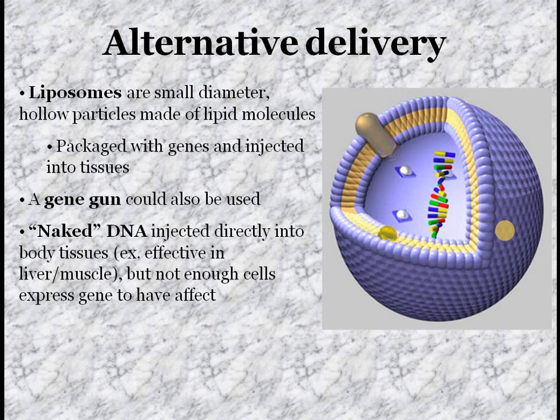So there is alternate therapy also. Liposomes: we can enclose your gene in a liposome, and the liposome can be used for the transfer of the gene. Then a gene gun is there. Okay, a gene gun is there. You just use the gene gun to transfer the gene.